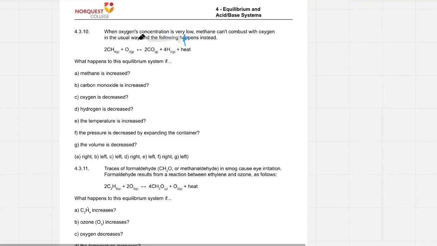Okay, I'm going to start doing these a little faster, and I'm going to fudge the color coding because that is taking a long time. Carbon monoxide increased means this goes up, that's our stress. The system will go down, down, down, up, up. In other words, it'll shift to the left. Oxygen is decreased. If we take away oxygen, the system will want to make more oxygen, so up, up, down, down, down. In other words, the system will shift left.